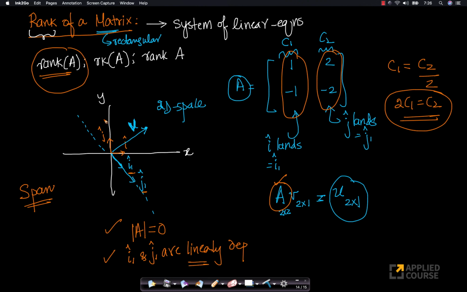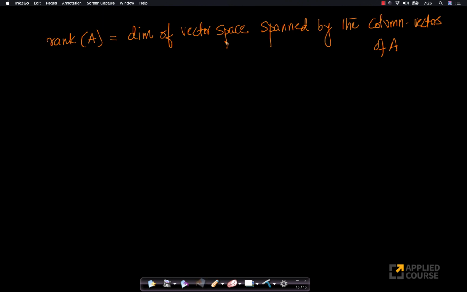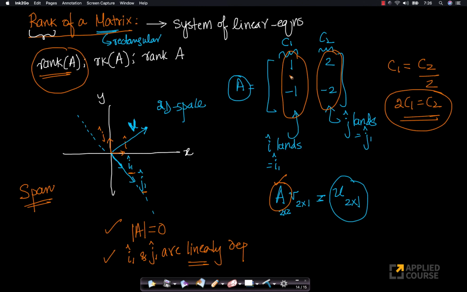So we have discussed some of this. Rank of A is defined as the dimension of the vector space spanned by the columns of A. Now the columns of A span a one-dimensional space because it's a line, not a 2D space. Hence, the rank of A is equal to 1 and not 2. I hope this is clear. This is one way of understanding the rank of a matrix.